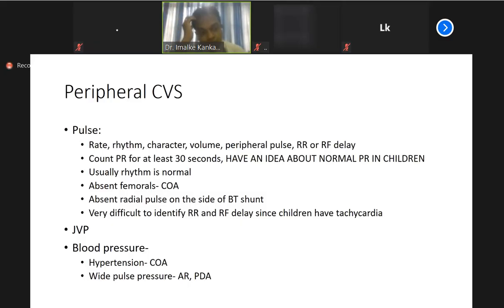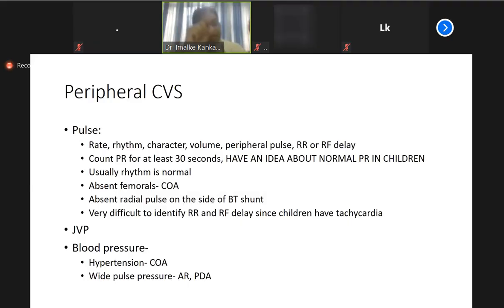So it's important to look for femorals, but you might not appreciate femorals in a bigger child because of sometimes the fat mass and all. But if you can palpate dorsalis pedis and posterior tibial, that means femorals have to be there, whether you feel it or not. Even if you do not feel femorals, if you feel dorsalis pedis or posterior tibial, just say all the peripheral pulses are present.